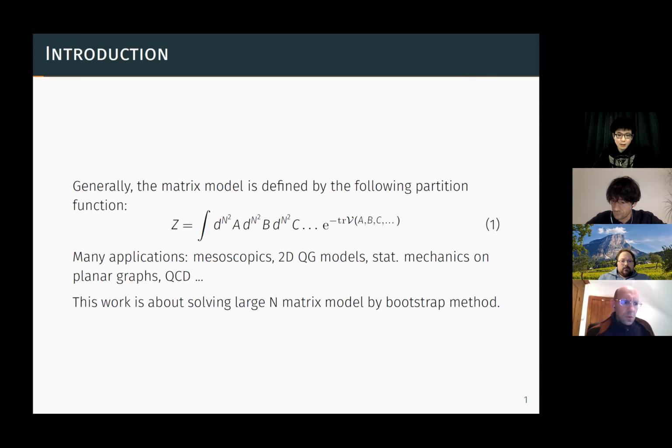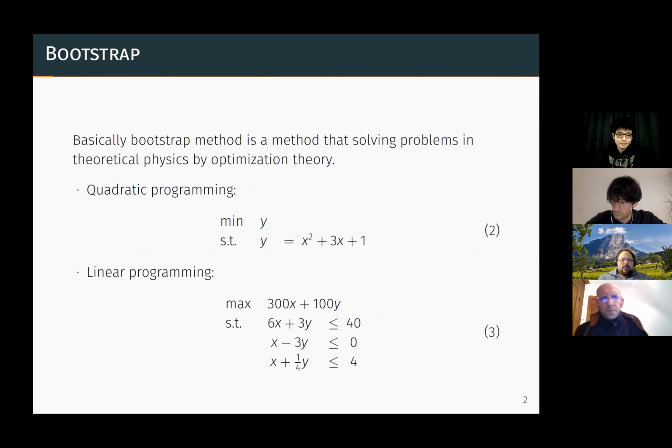2CD. And this work is about solving the large N matrix model by the Bootstrap method. So let's briefly revisit what the Bootstrap method is. From my point of view, basically the Bootstrap method is a method that tries to solve theoretical physics problems by optimization theory. Let's see, I give several very simple examples of optimization theory, like quadratic programming.